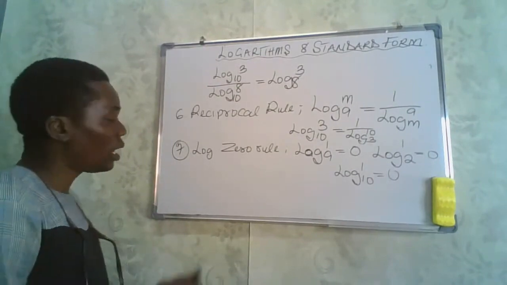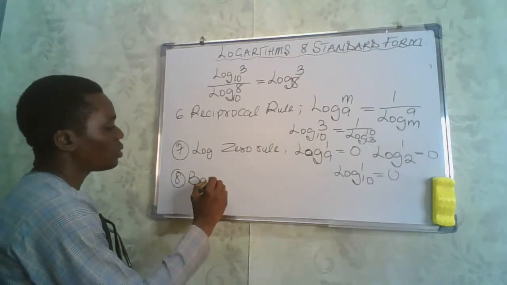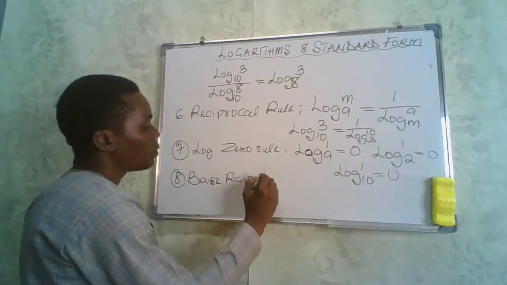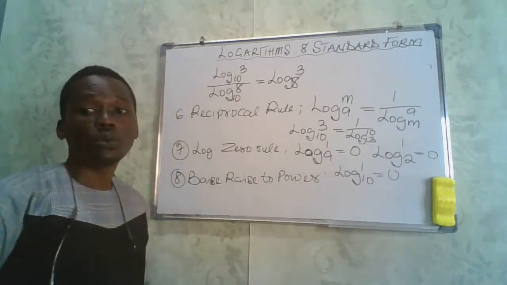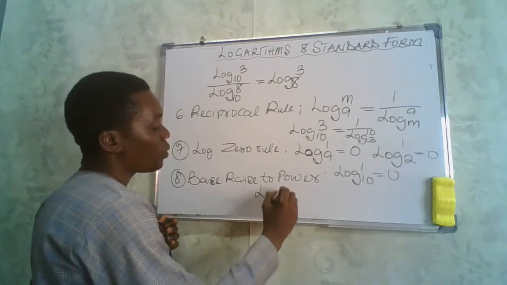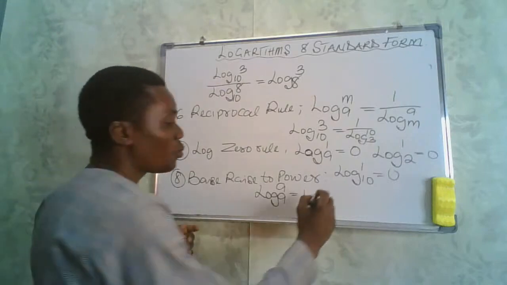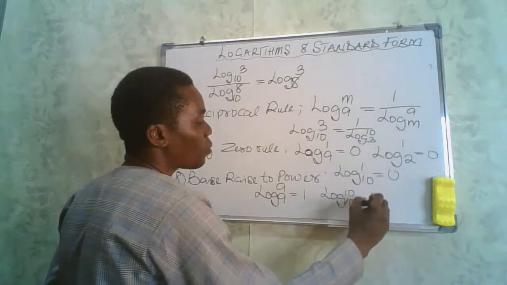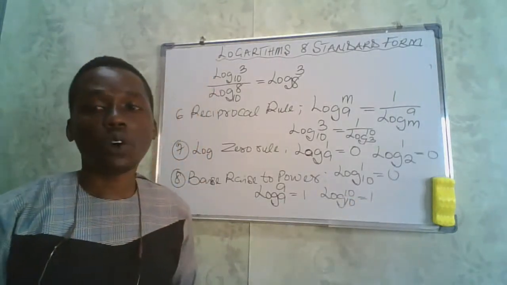Now finally, this is a popular law of logarithm. The base raised to power law. We call it base raised to power. If we have log of a base a, we know that that is 1. So if we have the log of 10 base 10, that will be equal to 1. So that is a popular law of logarithm that we all need to know.